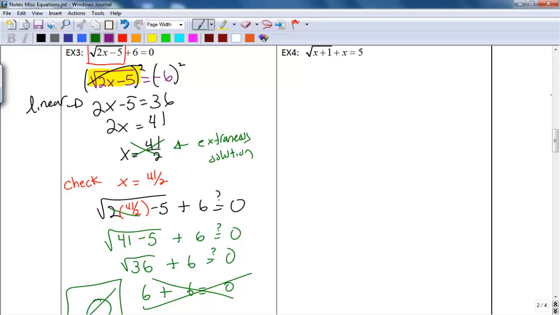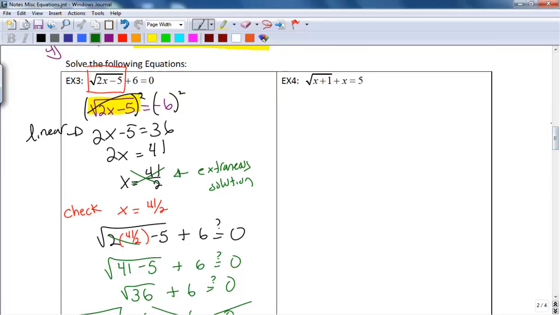Let's look at example 4. Same thing. Step 1, make sure that you isolate your radical. Well, this is my radical. Is it all alone? No, it's got a plus x with it, so I have to move this x to the right. So I have the square root of x plus 1 is equal to 5 minus x.